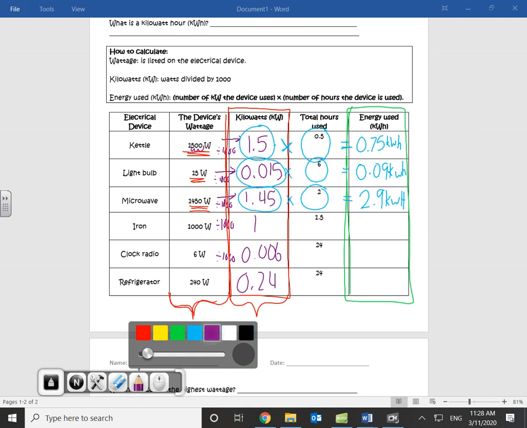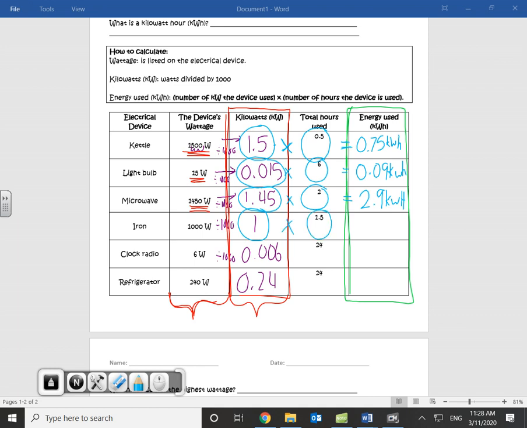All right, welcome back everyone. Let's stay on blue. I hope you paused it, you've calculated your answers, and now you're ready to keep going. So again, I'm just figuring out my energy used column. All I'm doing is multiplying my kilowatts by the total amount that I used it. Okay, so let's keep going. 1 times 1.5 equals, of course, 1.5. We don't even need a calculator for that because we know 1 times anything is that number.